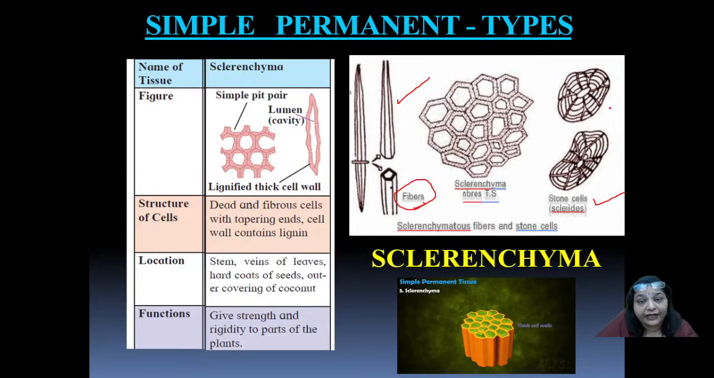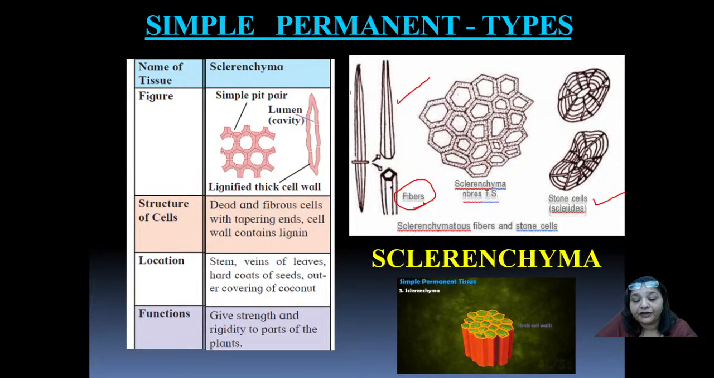Okay, mainly the stone cells. So it is very hard for these parts to break, right? So they are very protective in function. They give strength. The main function of these sclerenchyma tissues is that they give strength, rigidity, and hardness to the parts of the plant.